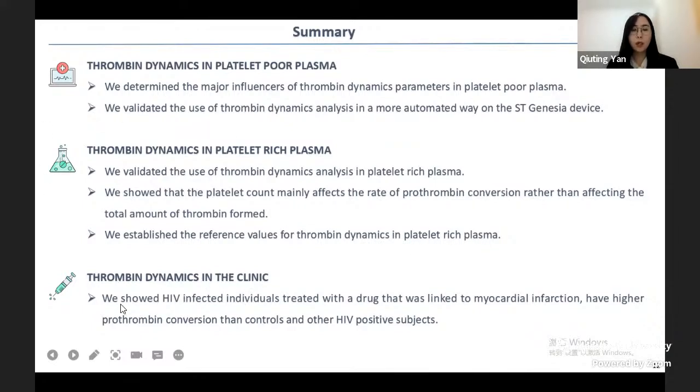In the clinic, we show that HIV-infected individuals treated with a drug that was linked to myocardial infarction have a higher prothrombin conversion than controls and other HIV-positive subjects. Thank you for your attention.